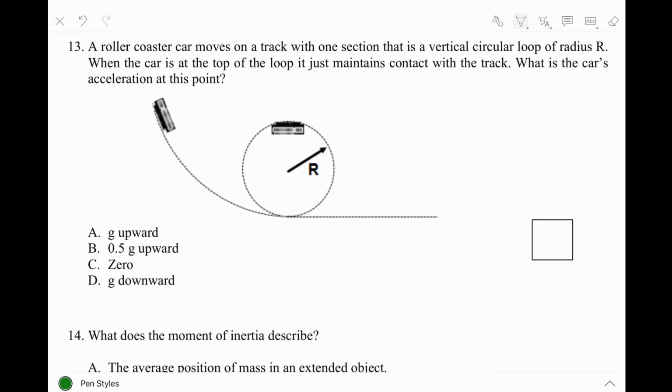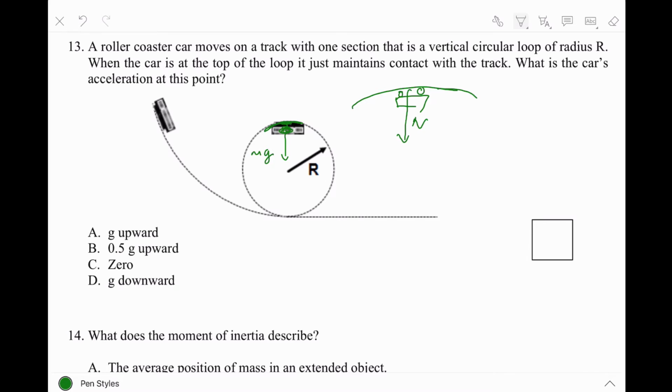Number 13, a roller coaster car moves on a track with one section that is a vertical, so this is a vertical. When the car is at the top of the loop, it just maintains contact. Now, same again here. When the car is here, there are two forces. One is mg. The other is normal reaction. Now, this time it is from the track to the car. So even though this is upside down, the track will give the normal reaction to here.